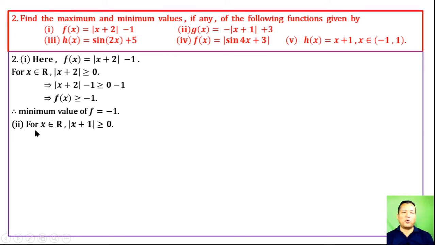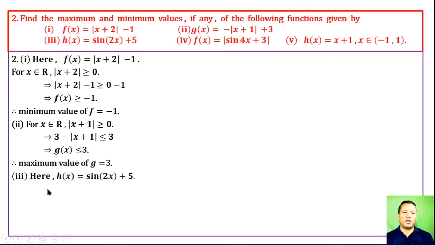Similarly, for 2, for x belongs to R, modulus of x plus 1 is greater than or equal to 0. Multiplying by minus 1, the inequality sign changes, and adding 3 on both sides we get this. Left is g of x, which is less than or equal to 3. Therefore, maximum value of g is 3 only.